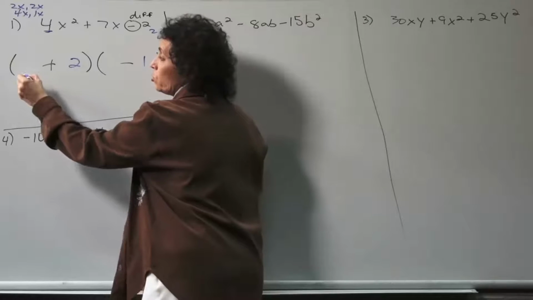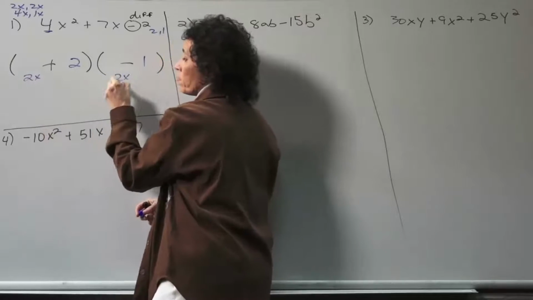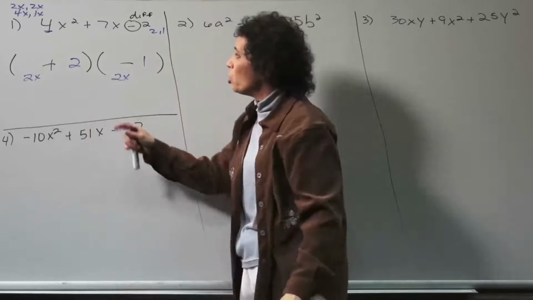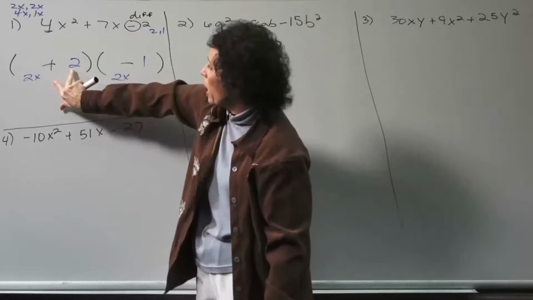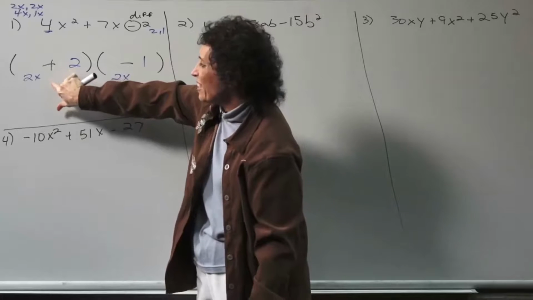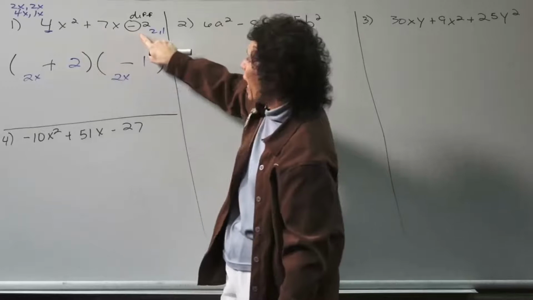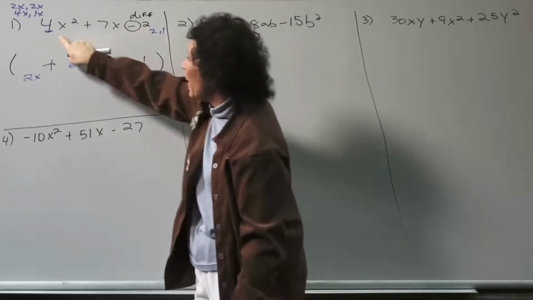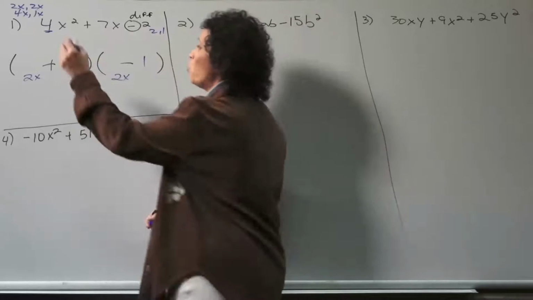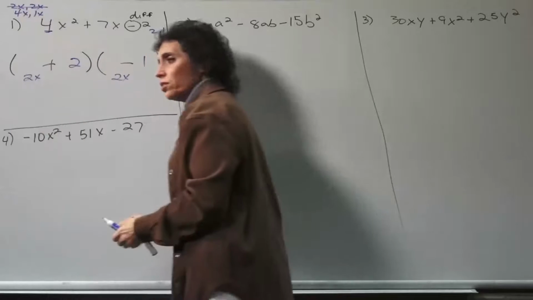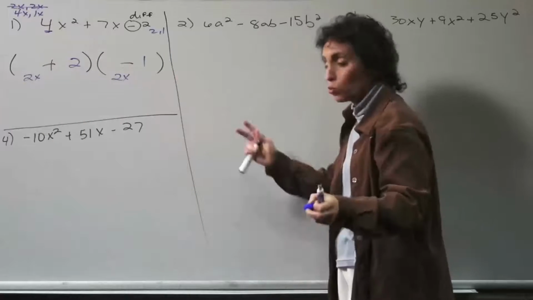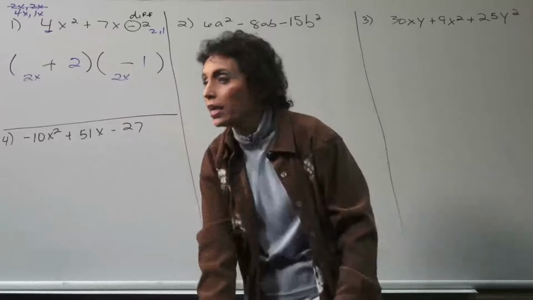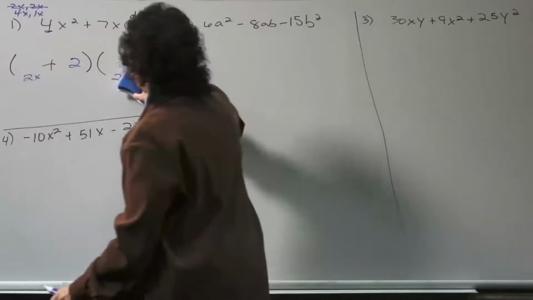I can't use 2 and 2, because if I use 2 and 2, that means this will have a common factor. Well, if this has a common factor, that means this had a common factor. And this does not have a common factor, so the 2's won't work. Out. Done. Don't even try. Go ahead, try if you want, but it's a waste of time. It ain't working.